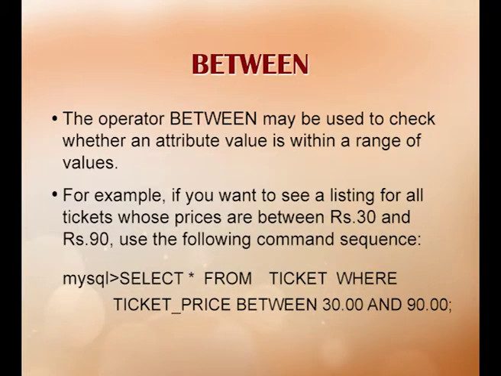Then comes between. Between is used to mention a range, like from 30 rupees to 90 rupees; whatever the ticket prices are, select from that. Here, select star from ticket, I am selecting all the fields, that is why I am using the wildcard character star, from the ticket table where ticket_price between 30 and 90. All the rows where you find ticket prices between 30 and 90 are displayed from the ticket table.